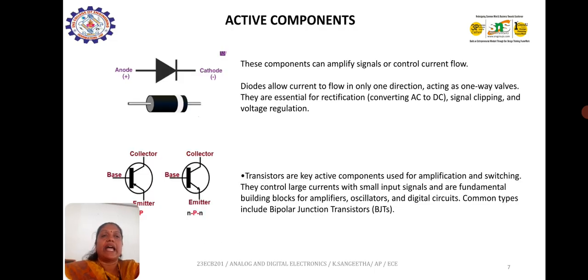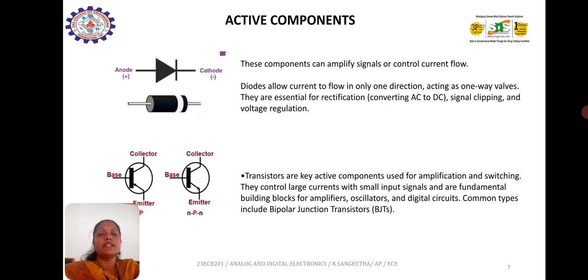And next one is active components. The first one is diode, and the second one is transistors. These two components are used to amplify the signal or control the current flow. Diodes allow the current to flow in only one direction. Anode is the positive terminal and cathode is the negative terminal, and it acts as a one-way device. They are essential for rectifiers. The main application is the rectifier, and signal clipping and voltage regulation are other applications.